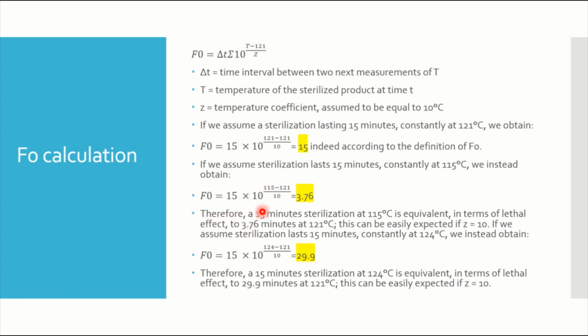Again, if we select a higher temperature like 124, then the F0 will be 29.9 in 15 minutes of exposure. So you are able to understand how F0 changes and how it is correlated with the selected temperature. Thank you, friends. It's all about the F0 calculation.